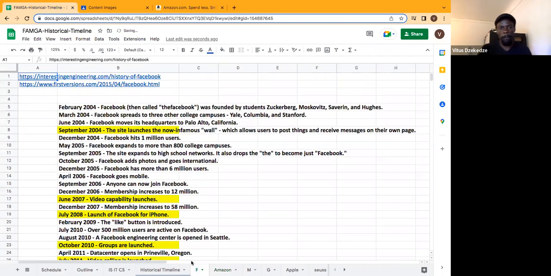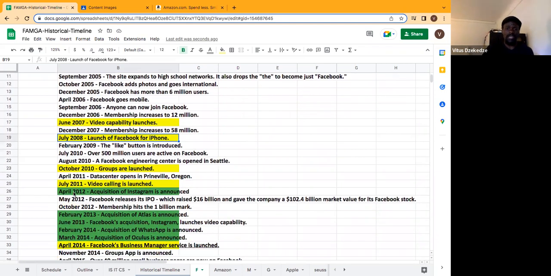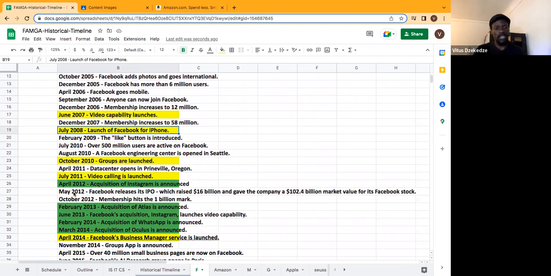Let's start with Facebook. Facebook, again, started in 2004, okay? It was then called The Face. It was founded by these 4 students we talked about. But then they launched their famous wall, you know, posting on people's wall on Facebook in 2004. By 2007, Facebook was able to share videos. And then in 2008, videos were shared on Facebook on iPhones. If you look at the history, it's enormous. Change, change, change, change. All of this did not happen overnight.